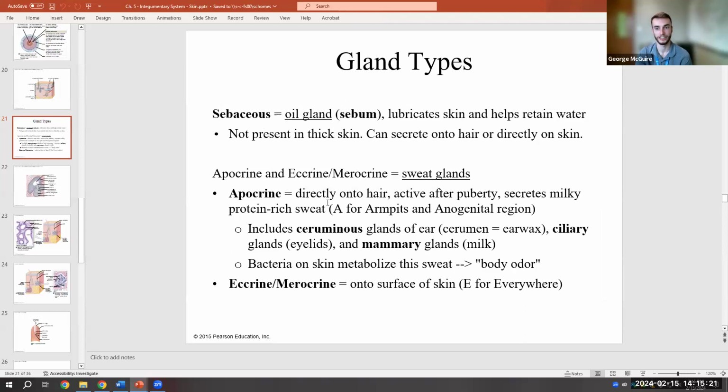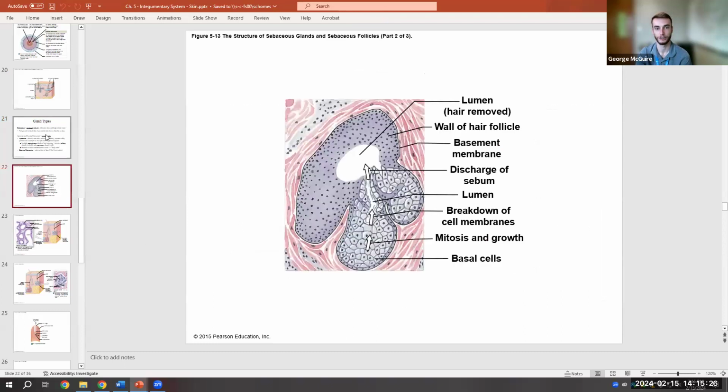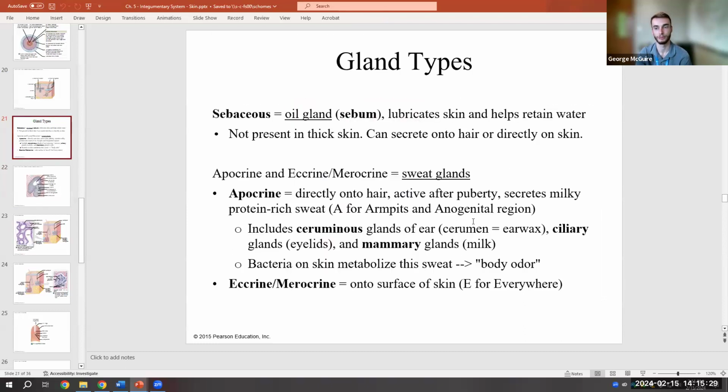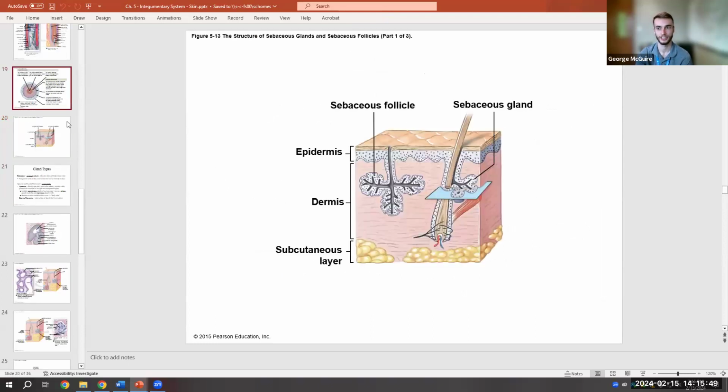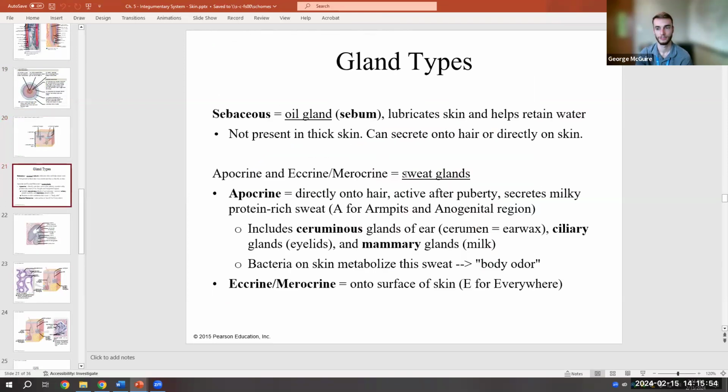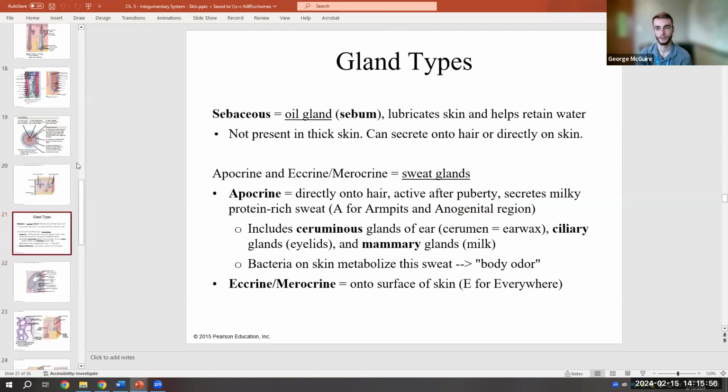And then hair that is in specific areas like the armpits and the anogenital region are where you find those apocrine glands that produce that really milky, protein-rich sweat, which gets metabolized by the bacteria in those areas to produce body odor. So sebaceous glands are much more common. They secrete oil directly onto the skin. Wait, sorry. I feel like I was saying conflicting info there. Didn't this say this was a sebaceous gland? Sorry, I'm going to come back to this in a second.